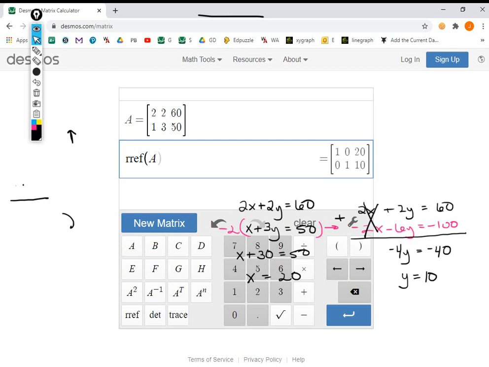And what this means to me, it means that 1x, because that was the x column, right? The way I read this top row is 1x plus 0y's is equal to 20. Well, then we come up with x to be 20. And this says 0x's plus 1y is equal to 10. And we found y to be 10. Does that make sense to everybody?